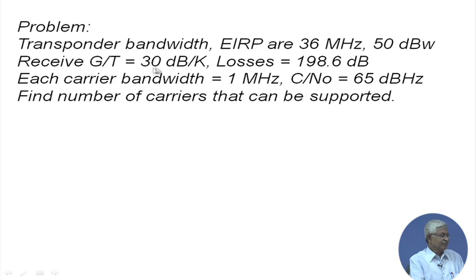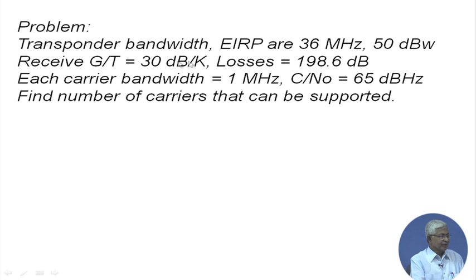Receive G by T is 30 dB per K. Receive means the ground station G by T. Loss is 198.6. Now, you saw in the earlier example it was minus 10 dB per K. Here it is 30 dB per K. So, gain is very large. So, it is a very large station.